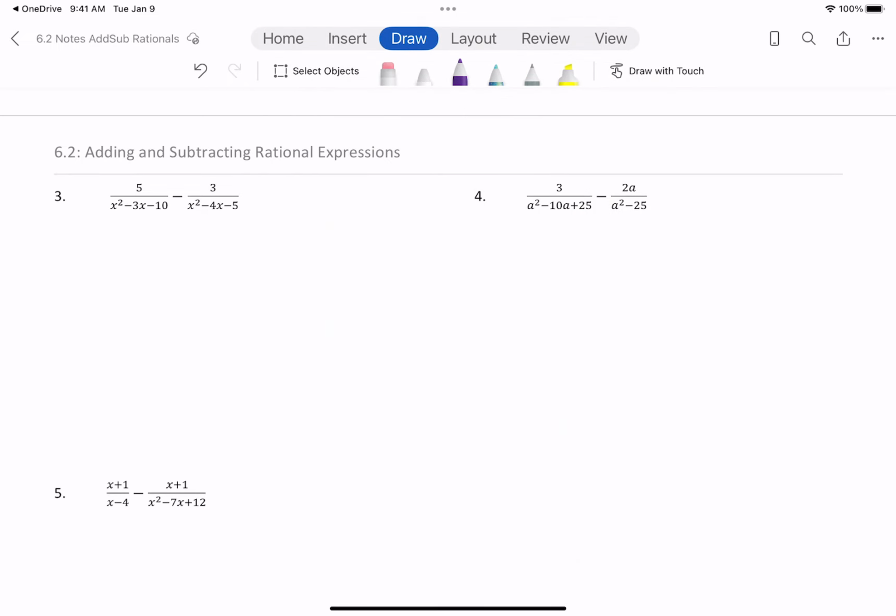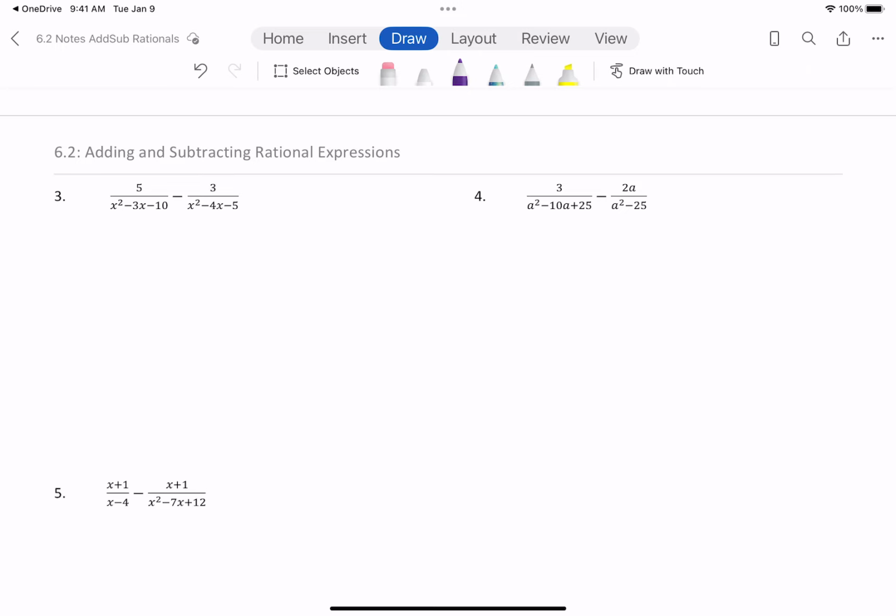Alright, for number 3, this time my denominators are not in their lowest terms. Both of them can be factored out. So we're going to need to do a little bit of work first. If I have x squared minus 3x minus 10, for the sake of time and space, I'm not going to write out all the steps for doing this.